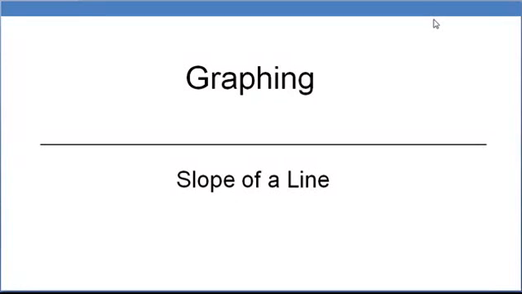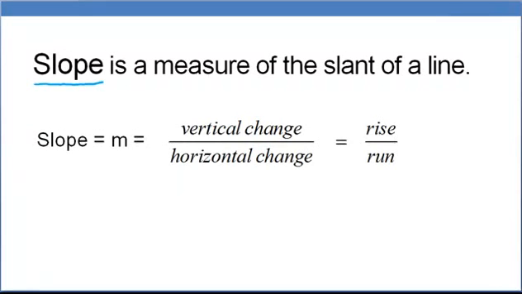Graphing. The slope of a line. Slope is a measure of the slant of a line. So it is a number that will represent how steep the line is. We can look at slope as a ratio of vertical change compared to horizontal change.